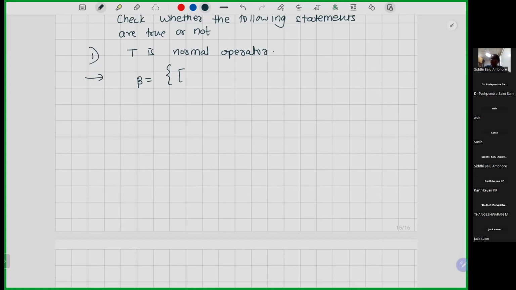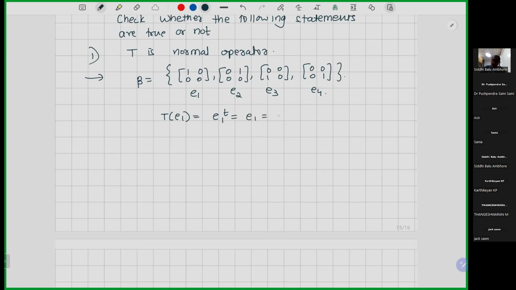of this matrix space, which is 1 0 0 0, 0 1 0 0, 0 0 1 0 and 0 0 0 1. Okay, this is the basis. If I call these E1, E2, E3, E4, then T of E1 is E1 transpose, which is E1. So it is just E1. T of E2 is E2 transpose, which is E3.